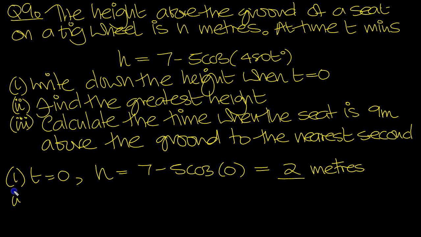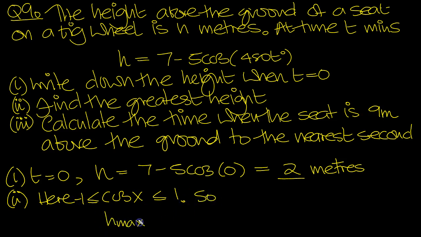Okay, part 2. Find the greatest height. Well, here cosine of x goes up to 1, doesn't it? The cosine function, and down to minus 1. So h max, or the maximum height, we can just write, is equal to 7 minus 5 lots of the cosine. Minus 1 will make the minus 5 the biggest. 7 plus 5 then is 12 meters.